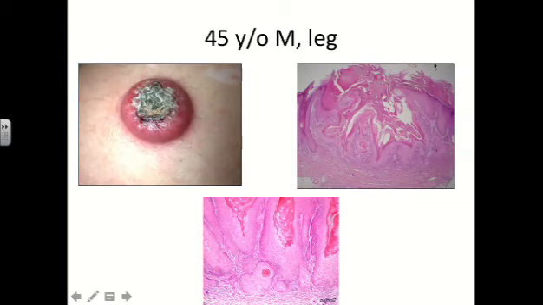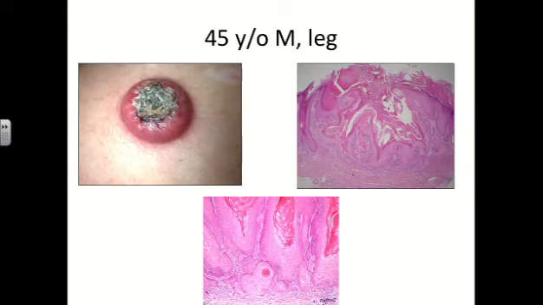Okay, this is a higher power view from around here. So what do you think this is? Because those kind of look like buildup of keratin. Very good. There is keratin in there, all the pink stuff. So maybe actinic keratosis. Okay. So that's a thought.